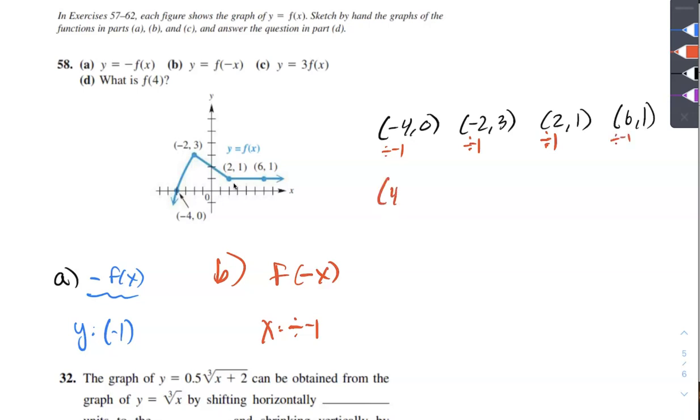So I get 4, 0. I get 2, 3. I get -2, 1. And I get -6, 1. So it looks like this. Again, my head was not steady there. That was an ugly, ugly graph. You can kind of see the effect. It flips this way. Not the artist, so sorry, but that's what it does to it. Okay. Next one.